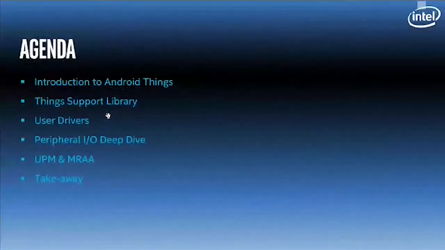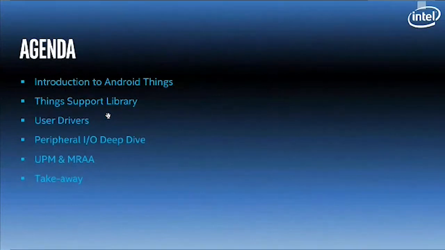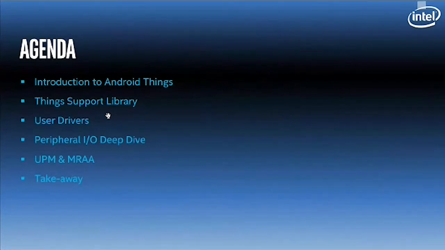The agenda for today is a brief introduction to Android Things. There's a full deck of slides, so I'm not going to go into all the things that Android Things entails, but mainly focus on what are the new things that came in and what you should be looking out for as an app developer. The Things Support Library is the new entrant in this field. It provides APIs that enable us to communicate with peripherals connected to your board. It can be broken down into user drivers and peripheral IO.